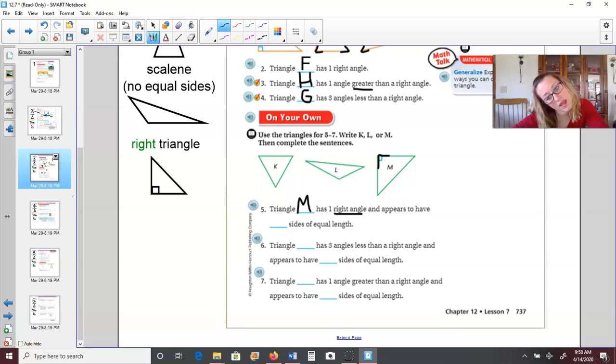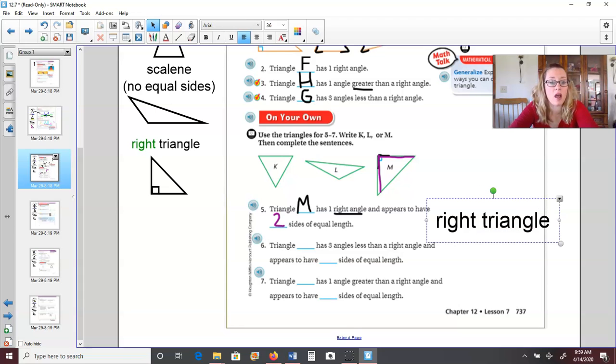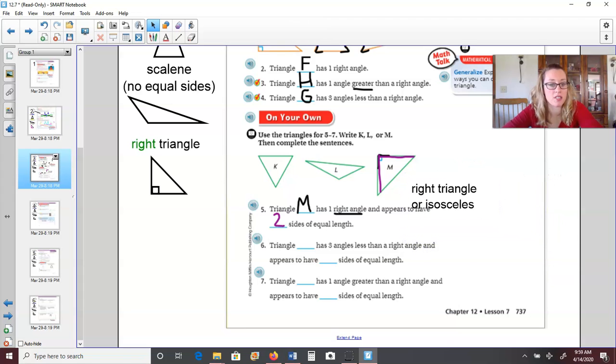Tilt your head a little bit. I'm thinking that 2 sides appear to be the same length. So the side that's coming straight down and the side going across the top appear to be the same length. So it has 2 sides of equal length. So this triangle, we could call it a right triangle because it has that right angle, or because it has 2 sides of equal length, it is an isosceles triangle. So we could actually call it either one of those. And again, that's just a little extra, but you know me, I like to do a little extra with you.